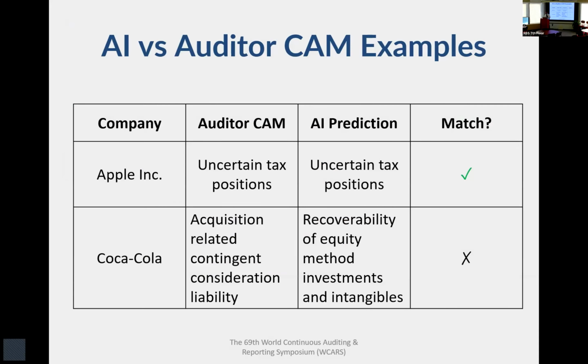So in the confusion matrix, we'd have the true positive. So the true positive would mean both the AI and then the auditor reported CAM, they match. False positive, they do not match. And then we had a false negative where the AI would say there is no CAM. And then there's no true negative. It was not applicable because all auditor CAMs were reported.